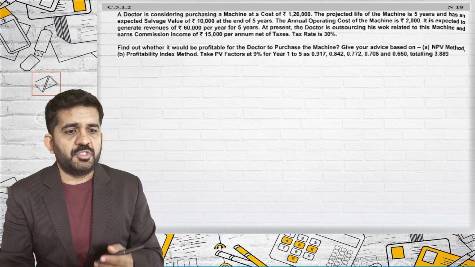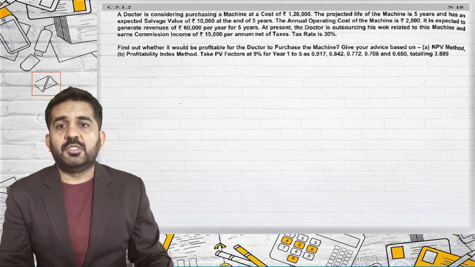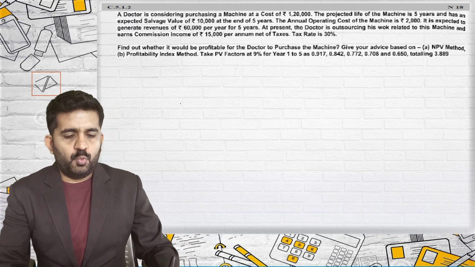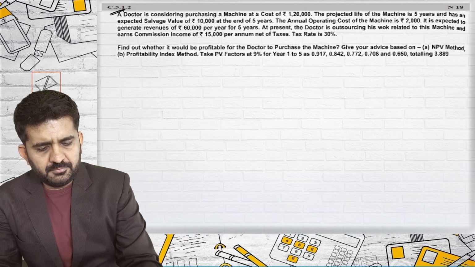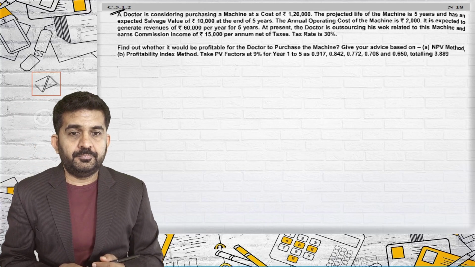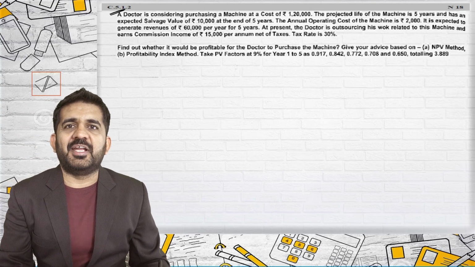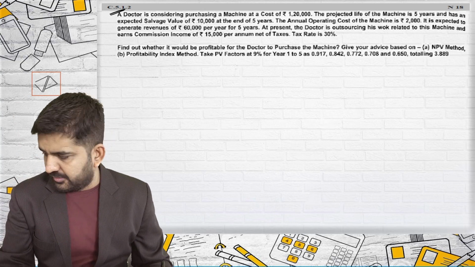Let us solve some of the questions of capital budgeting. This is question number C 5.1.2. Again an easy question. Except one question, I will categorize all questions as easy questions.